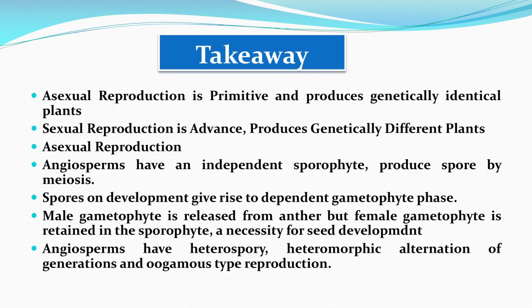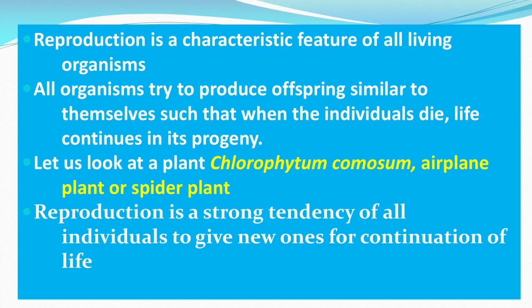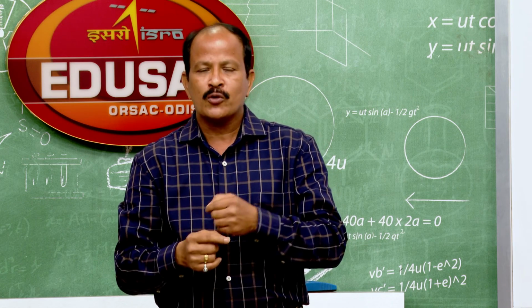And angiosperms exhibit heterospory, that means they produce two different kinds of spores. In anthers they produce microspores, in ovule they produce megaspores, and further they have two distinct phases. So, that is why they exhibit heteromorphic alternation of generations, and oogamy is seen in case of angiosperms, because the two types of gametes, that is sperms and eggs, are very different in size. So, that is why angiosperms exhibit oogamous type of reproduction.